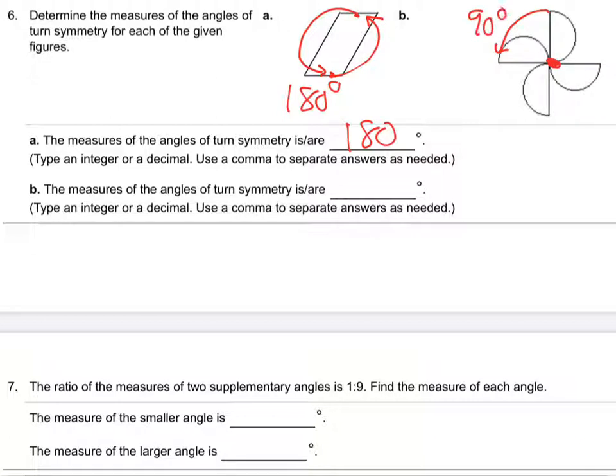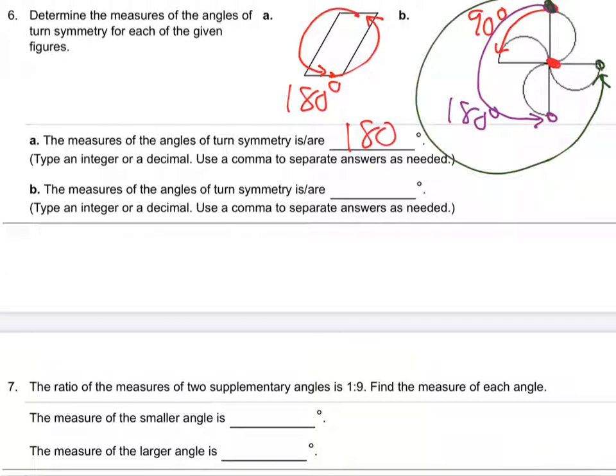90 degrees. But you could also take that part and turn it all the way down to there, which would be 180, and it'll look the same. Or what's the other one? Here, all the way to there, which is 270. So this has 90, 180, and 270 turn symmetries, doesn't it? You can rotate that shape 90, 180, or 270 degrees, and it'll look the same. It'll be right back onto itself.